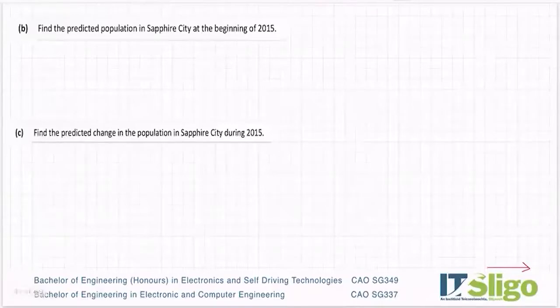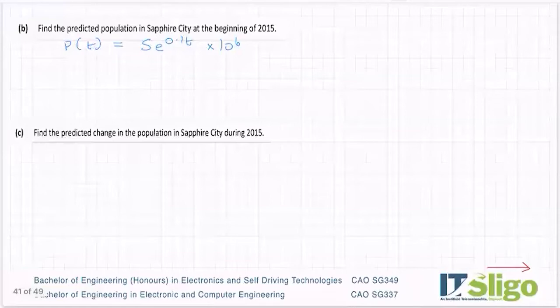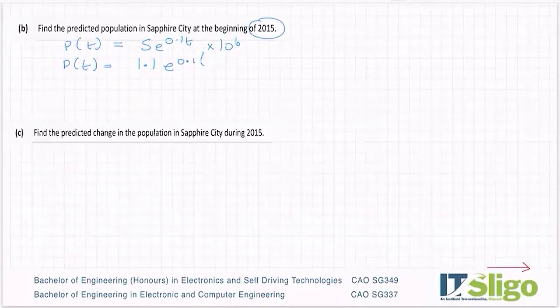Let's have a look at part B. Find the predicted population in Sapphire City at the beginning of 2015. So still in Sapphire City, so still P of t is equal to s times e to the 0.1 t by 10 to the 6. Now we know that the population is equal to 1.1, that's what we found for s, e to the 0.1. Right, what's my t in 2015? It's the beginning, so 11, 12, 13, 14, 15, so 5 years, by 10 to the 6.